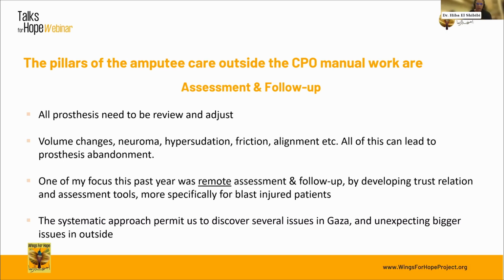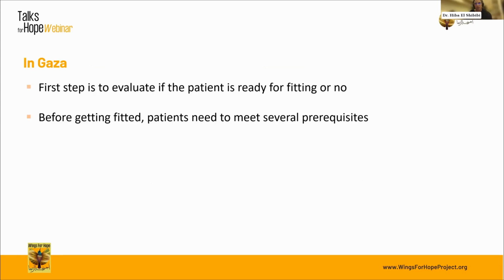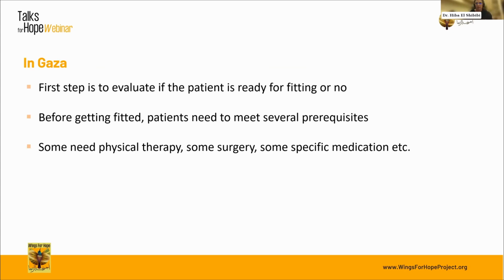So with the team we had a systematic approach, and we discovered several issues in Gaza and outside Gaza. In Gaza, the first step of my job is to know if the patient is ready to fit or not, and sometimes patients will need some physical therapy, surgery, or specific medication. Why? Because I cannot send my patient to the CPO facility. First, because it's not easy to circulate inside Gaza, and you don't have enough CPOs, and you cannot take their time with a patient that is not ready to fit.